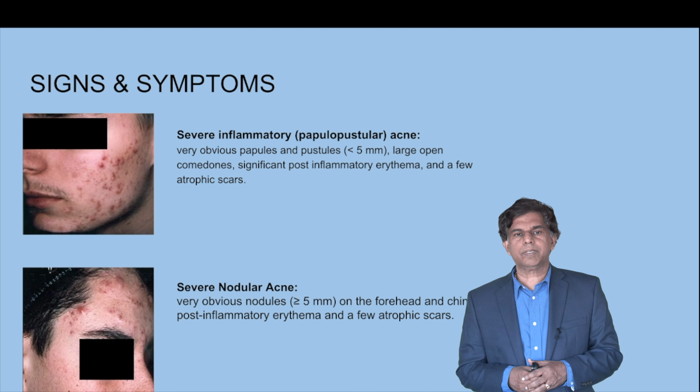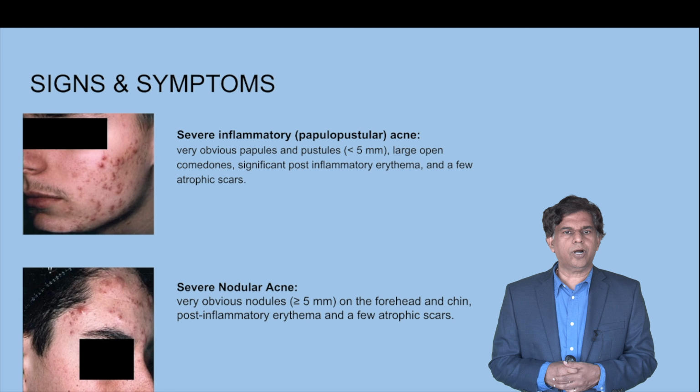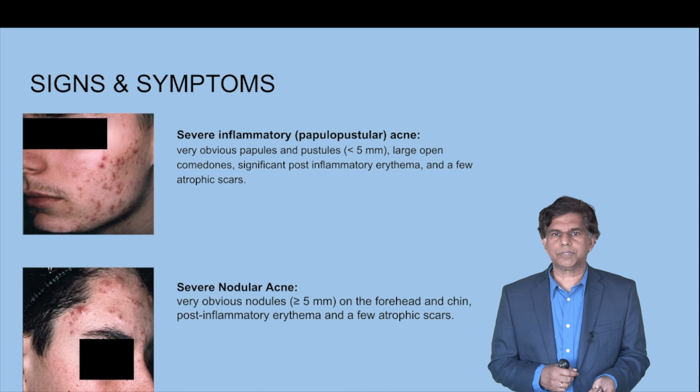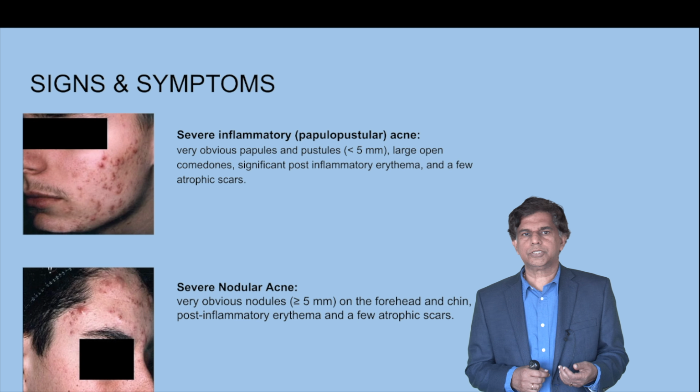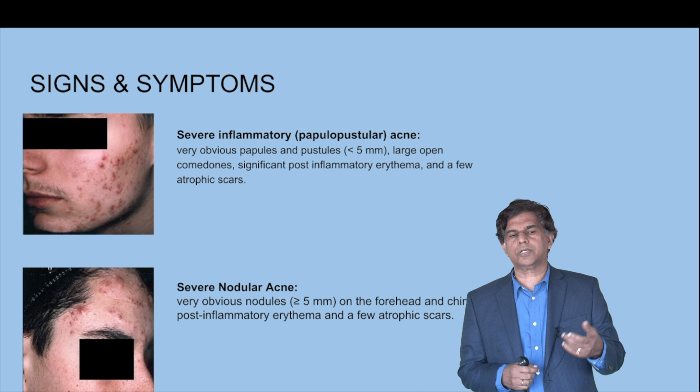You have signs and symptoms. You see severe inflammatory papulopustular acne, a very obvious form. You have the papules and pustules less than 5 millimeters, large open comedones, significant post-inflammatory erythema, and a few atrophic scars on the skin.